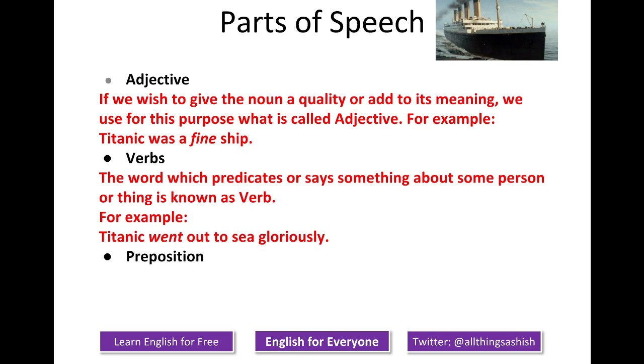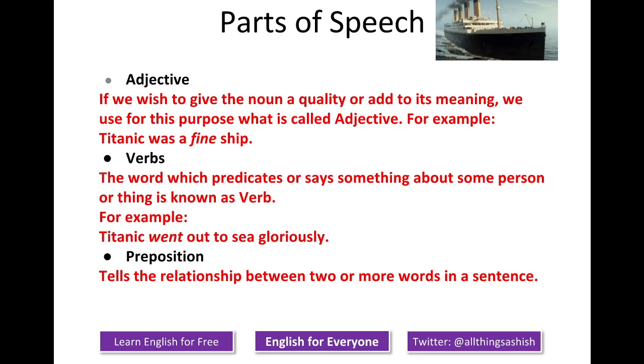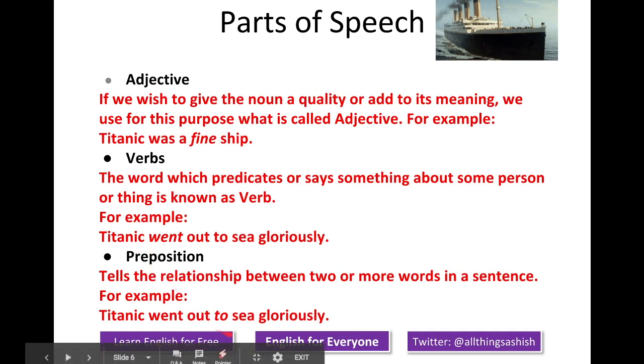Next, we have preposition. So what's a preposition? What is the definition that you have written? And what are the examples that you have? A preposition tells us the relationship between two or more words in a sentence. For example, Titanic went out to sea gloriously. So here, the word to is connecting went and sea. So it shows the relationship between the word went and sea, and thus it is the preposition.